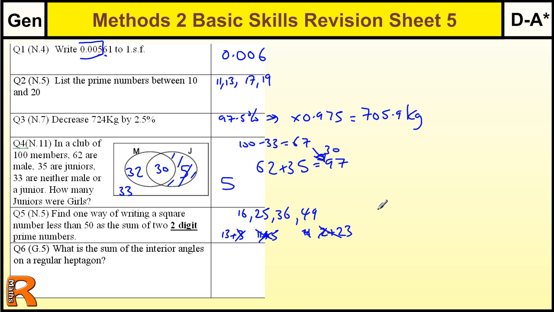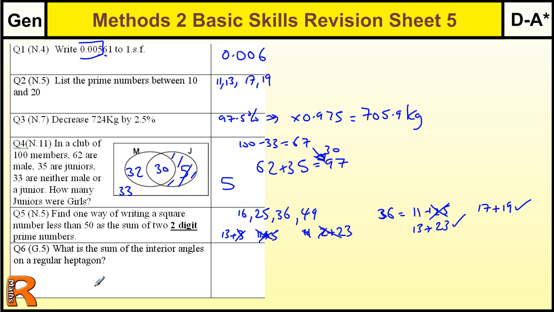36 looks our most probable answer. So 36, if I start with 11, that's plus 25, but 25 is not prime. 13 plus 23, that would work. And then I could have 17 plus 19, and that would work. And I believe those are the only 2 possible answers.